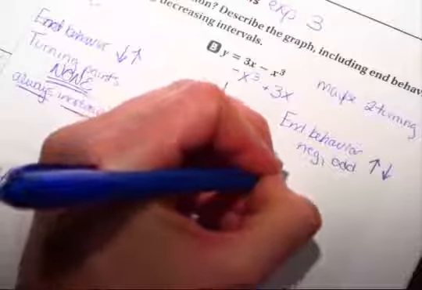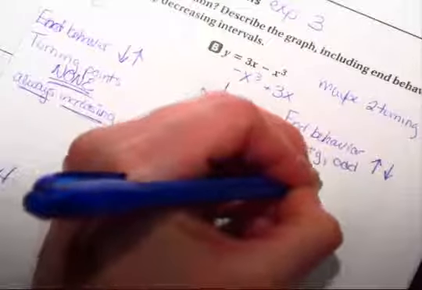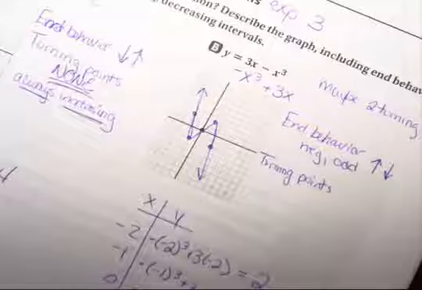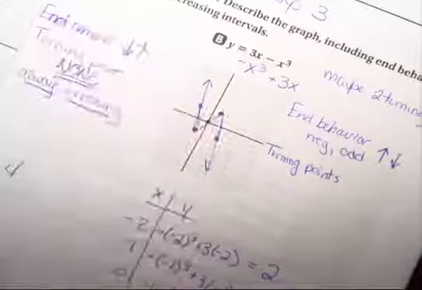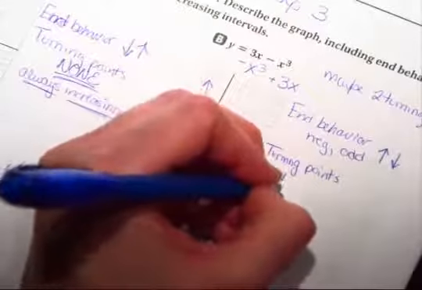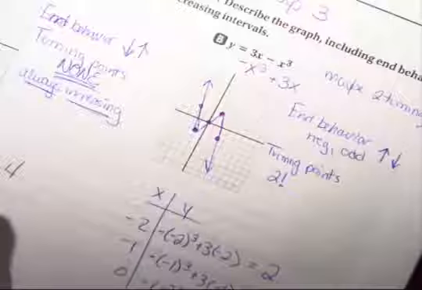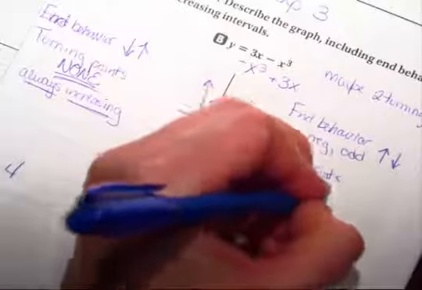Now this time, we do have some turning points, don't we? Our turning points occur here and here, where it changes directions. This time we actually have 2 of them. And they occur at negative 1, negative 2, and the other one occurs at positive 1, positive 2.